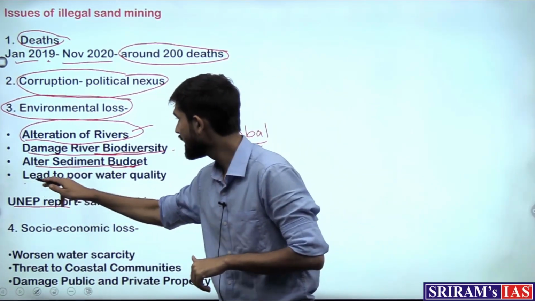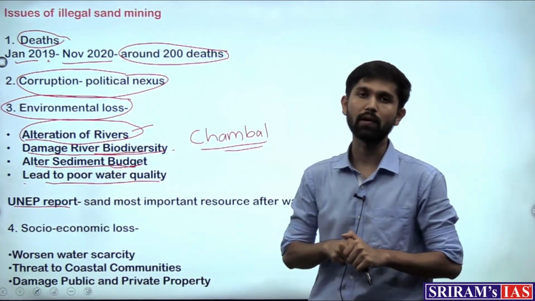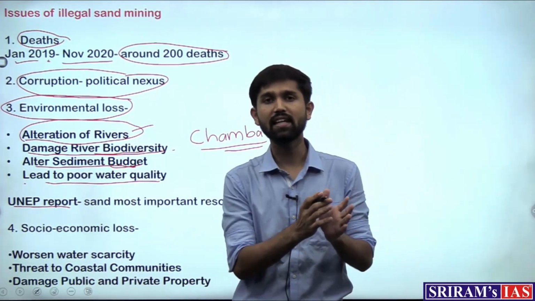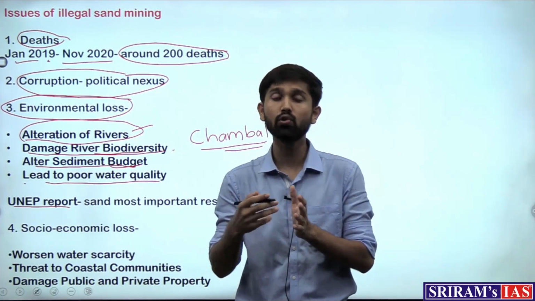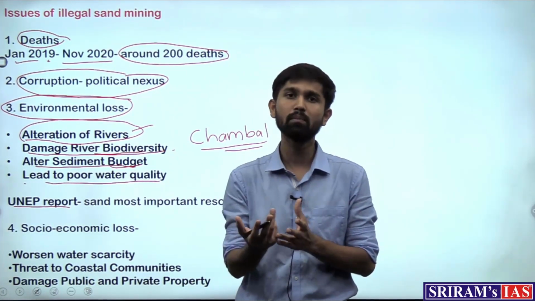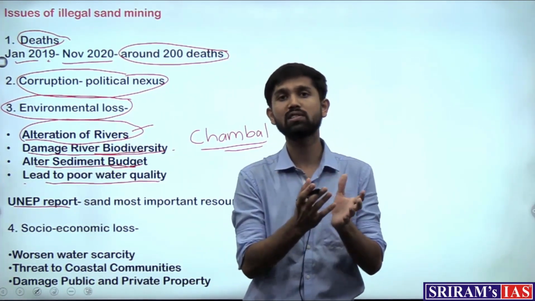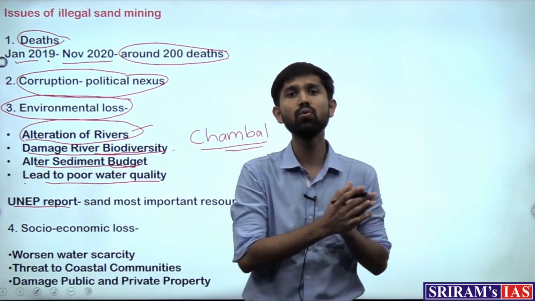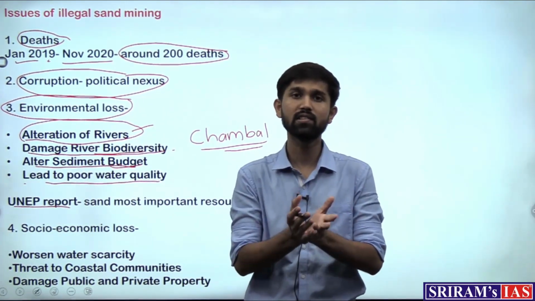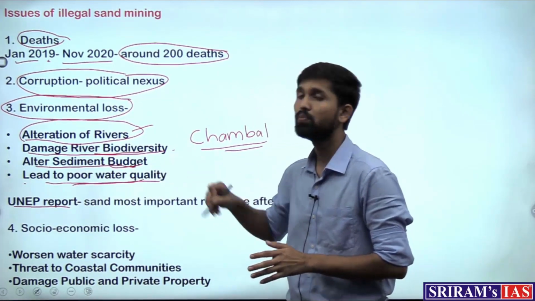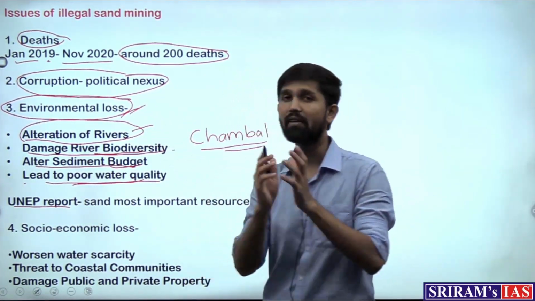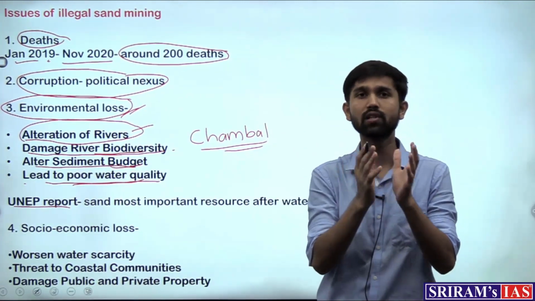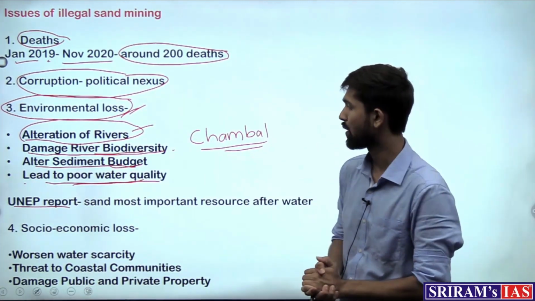And then fourth, it leads to poor water quality. When the sand is taken out, less sand remains, which exposes the water to more impurities, and more impurities in water mean less oxygen for the marine organisms to live in the river system, which again leads to poor water quality of the river. So these are the major environmental losses which occur to the river system and the ecosystem around it.